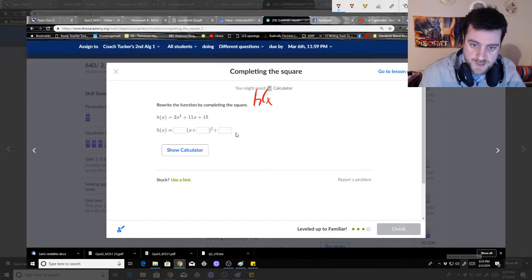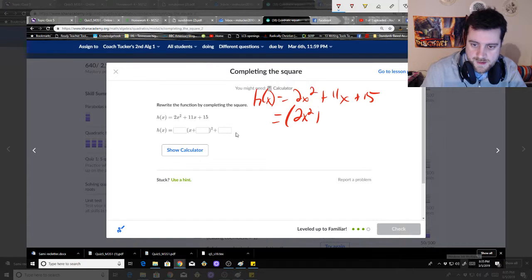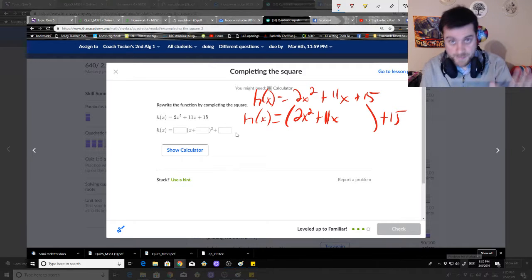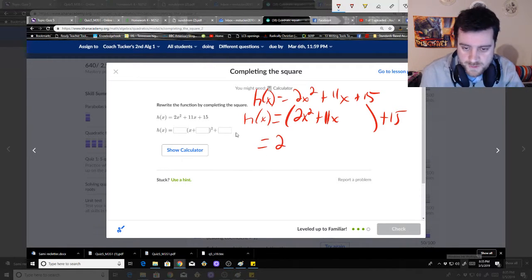So h of x is equal to 2x squared plus 11x plus 15. So first things first, let's isolate the two first terms like we've been doing and leave 15 out here. Plus 15, okay? Now you need to pull this 2 out first before you even complete the square. It's not fun, but you're going to have to do it. So pull the 2 out.